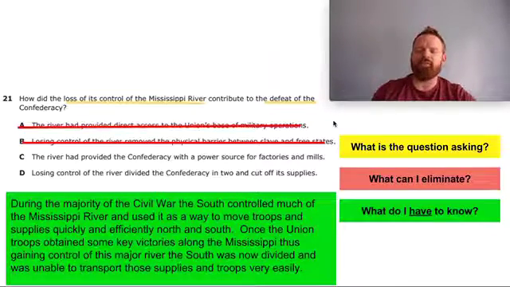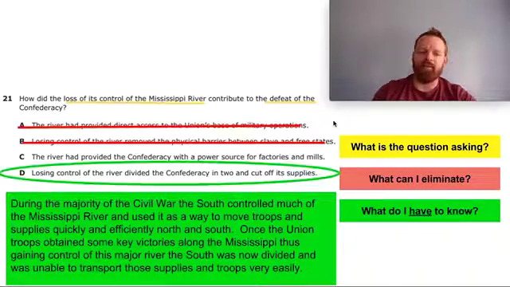During the majority of the Civil War, the South controlled much of the Mississippi River and used it as a way to move troops and supplies quickly and efficiently north and south. Once the Union troops obtained some key victories along the Mississippi, thus gaining control of this major river, the South was now divided, and it was unable to transport those supplies and troops very easily. So knowing that kind of leads us to choose D here. Losing control of the river divided the Confederacy in two and cut off its supplies.